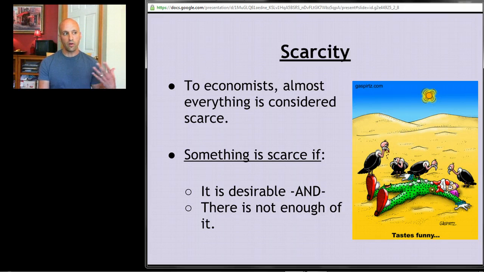So for example, in America, you go into a supermarket, it's hard to imagine how food might be considered scarce. There's tons of food around. But there's plenty of people in the world, and even in the United States, that would like at least a little bit more food, if not a lot more food. Food is going to be considered scarce. It's hard to really think about what wouldn't be considered scarce under these two criteria.